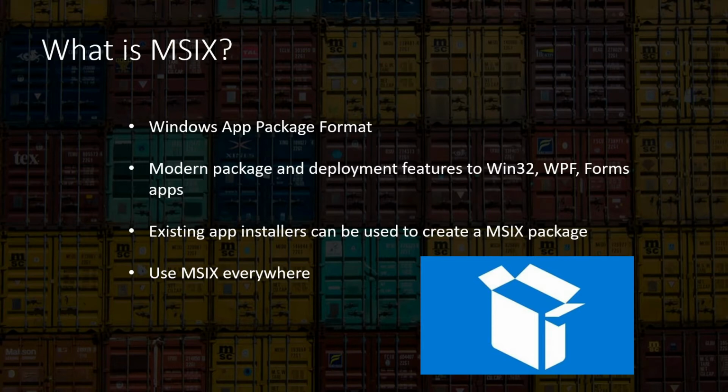The MSIX package format preserves the functionality of existing app packages and install files, in addition to enabling new modern packaging and deployment features to Win32, WPF, and Windows Forms apps. Existing app installers can be used to create the MSIX package, for example by using the MSIX packaging tool from the Microsoft Store.